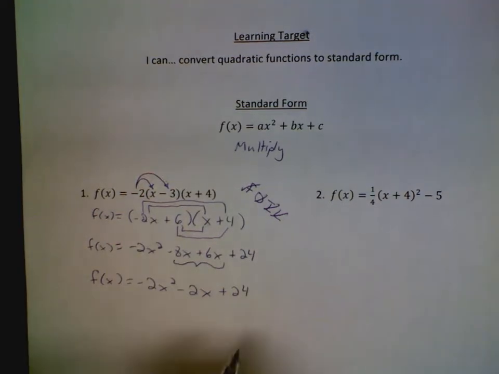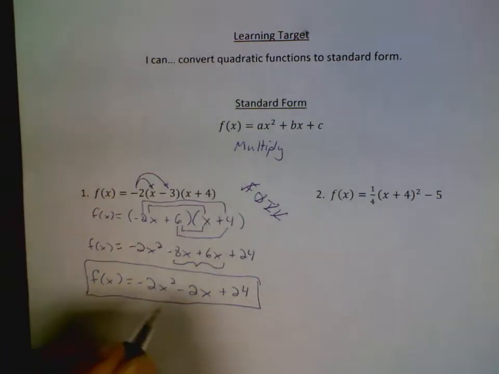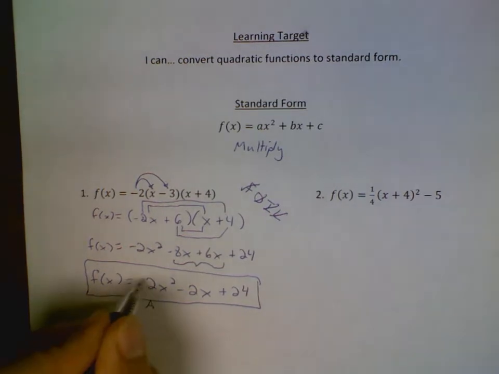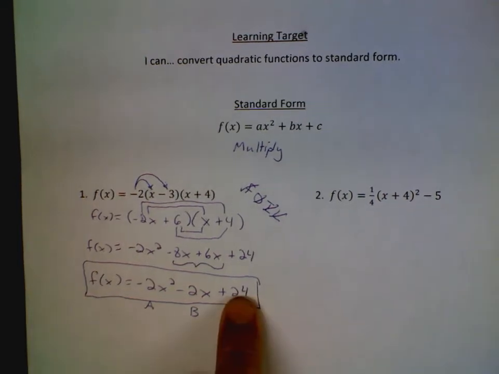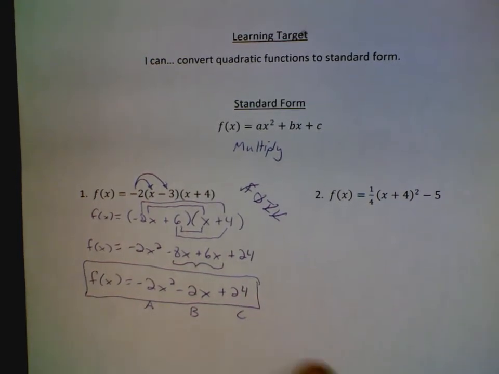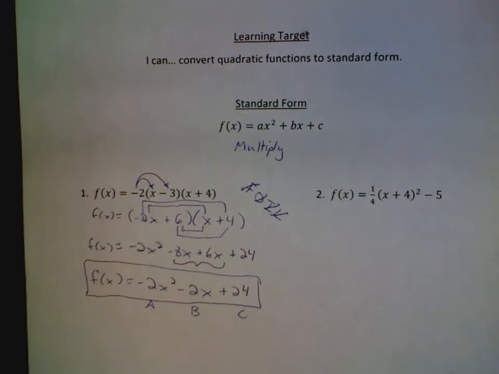And then you'll notice this is in standard form. We can't combine anything else, okay? The a value would be -2. The b value is also -2. And the c value is 24. Okay, so if you want to convert intercept form to standard form, like I said, you just multiply everything together.